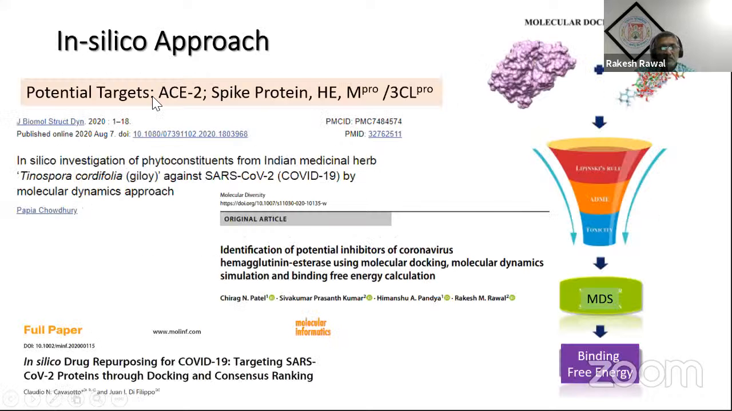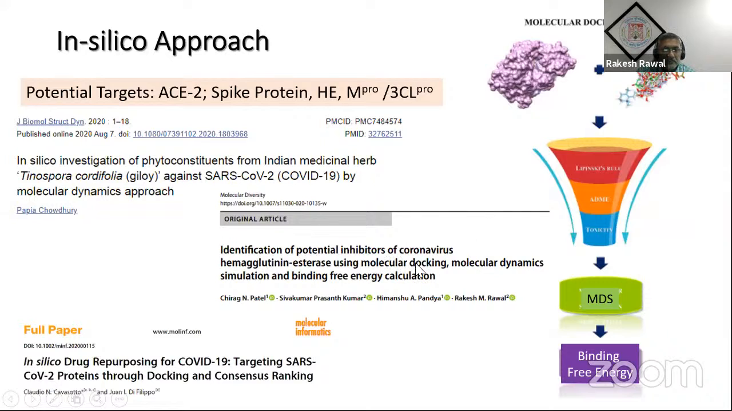So here the potential targets are like ACE2, the receptor on our cell where the virus binds. Or it can be the spike protein, the crown of the virus, which goes and binds to ACE2. It can be hemagglutinin esterase, which ultimately cleaves away the outer cell and allows the virus to enter. Or it is the main protease, either MPRO or CL-PRO. Based on this, there are thousands of publications, and ours is also one of them.